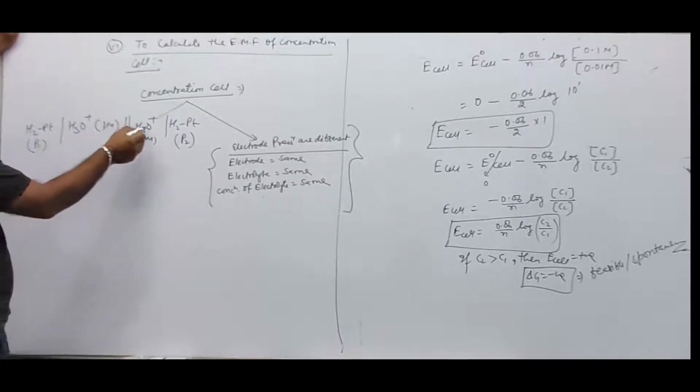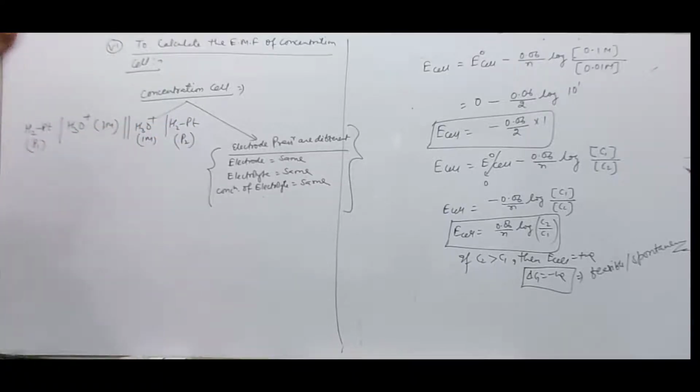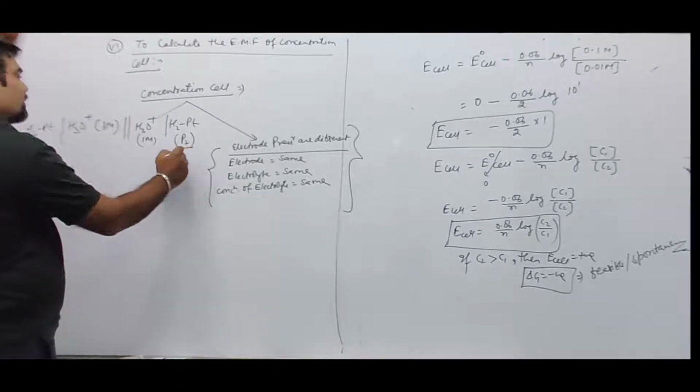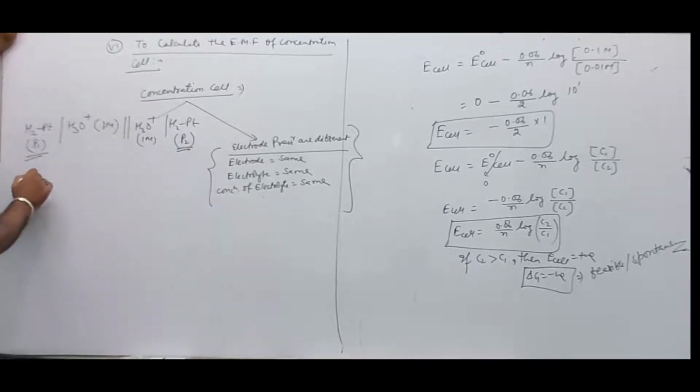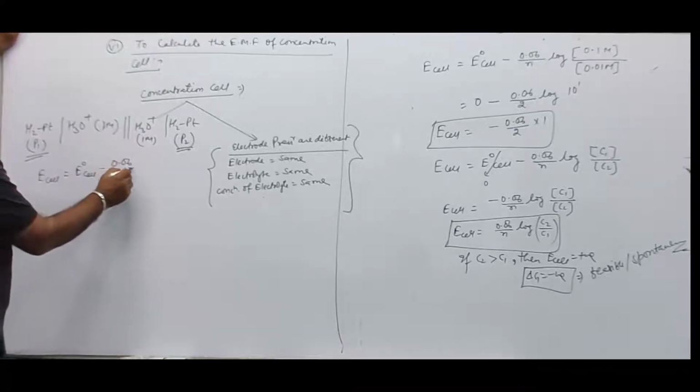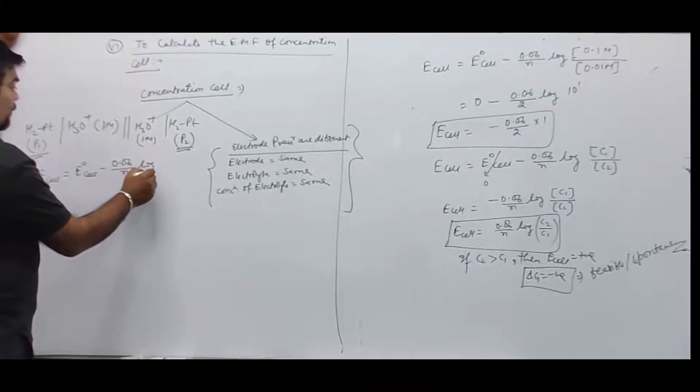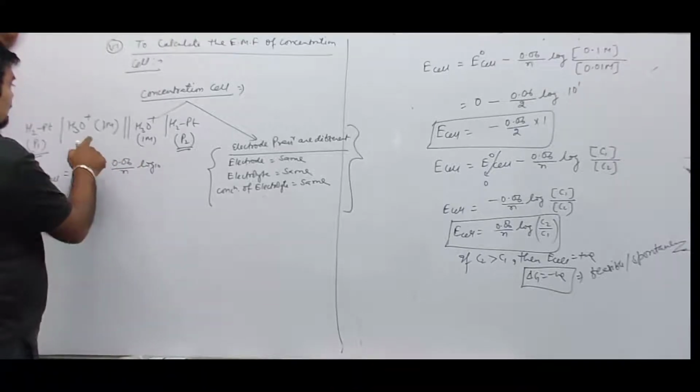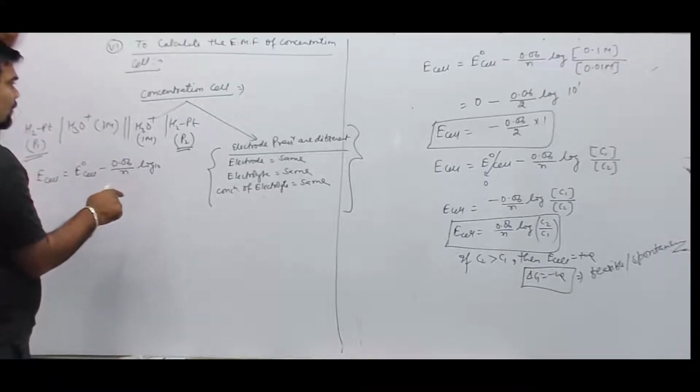This is a gas-ion gas type of concentration cell. In this case, the electrode pressures are different. If electrode pressures are different, what will happen? So now we will write the EMF of the cell is equal to E naught of cell minus 0.06 by n log base 10 of concentration of product by concentration of reactant.